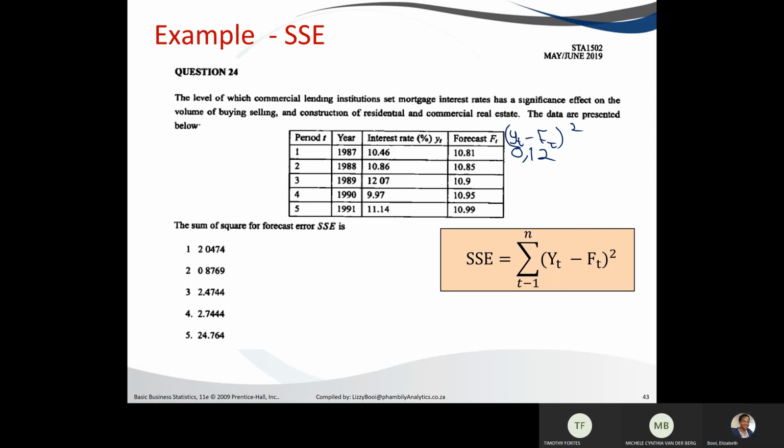I'm going to change my decimals to 4 because it doesn't seem like it's working. 10.86 minus 10.85 equals 0.01, and I square that answer and I get 0.001. Do you also get 0.001?